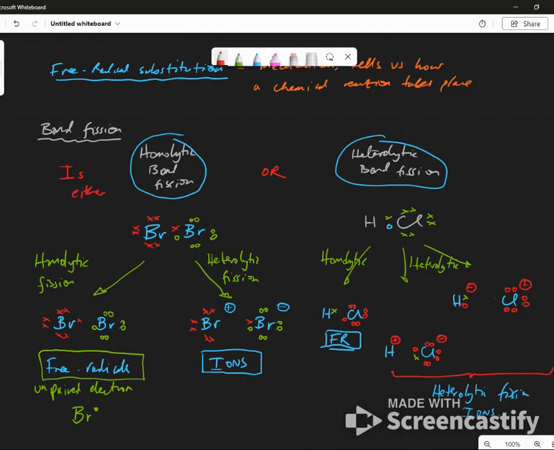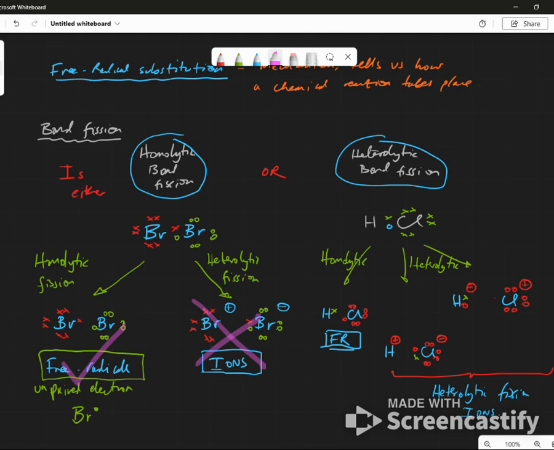So if you look at the left-hand side, you see the bromine molecule. How do you think bromine is most likely to split? Is it going to be homolytic fission or heterolytic? Why do you reckon? Exactly, and they have the same electronegativity, don't they? So you're exactly right. Bromine is a tick. It does homolytic, and it doesn't do heterolytic.